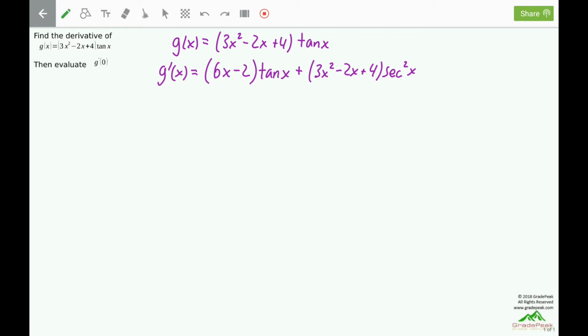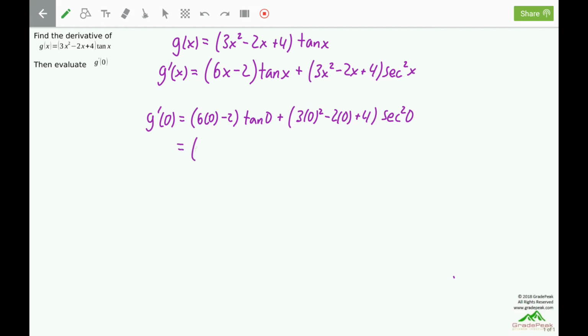The next step is to evaluate g prime of 0. g prime of 0 means to plug a 0 in for each of the x's, so 6 times 0 minus 2 times tangent of 0, plus 3 times 0 squared minus 2 times 0 plus 4, times the secant squared of 0.